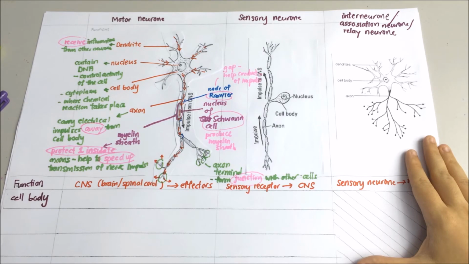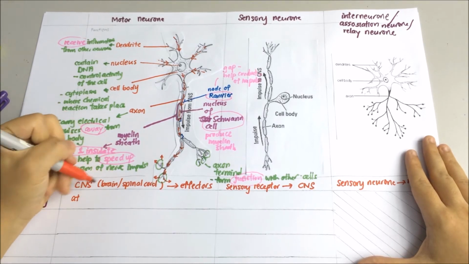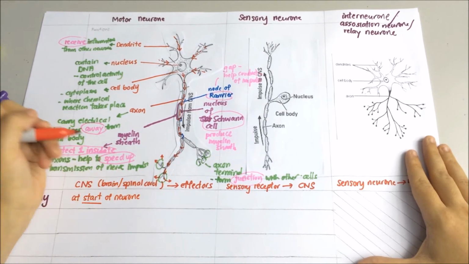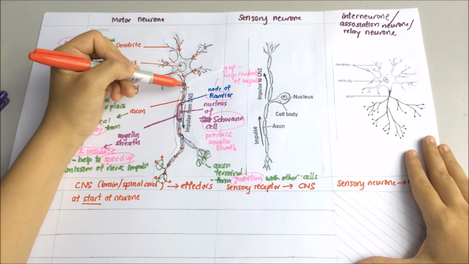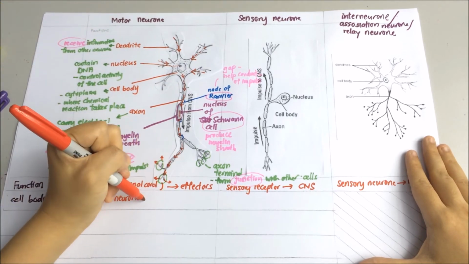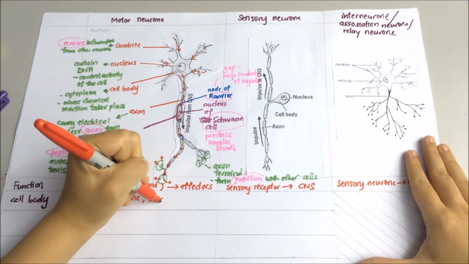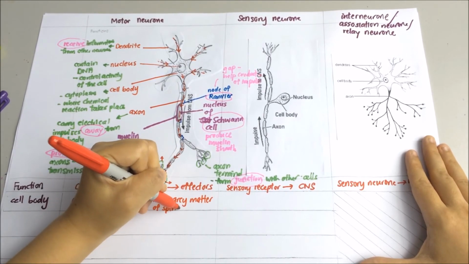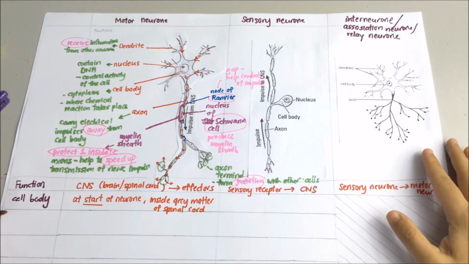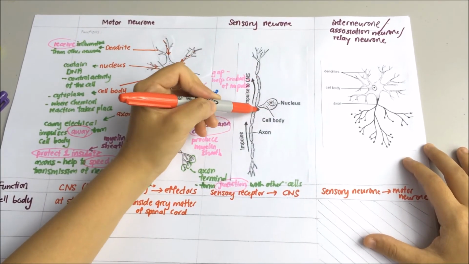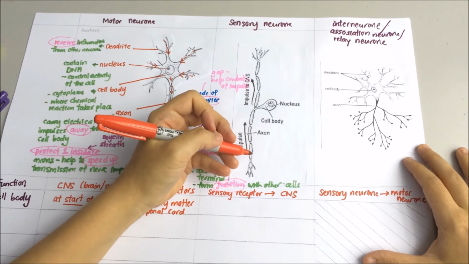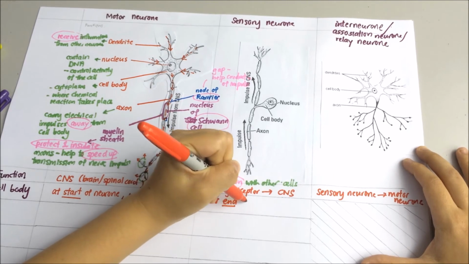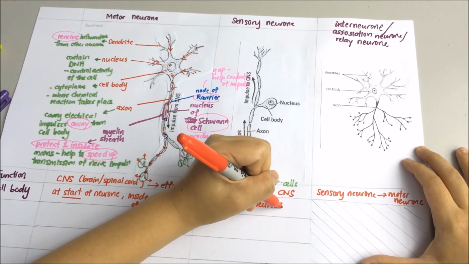Then we can also compare the position of the cell body. In the motor neuron, the cell body is located at the start of the neuron, and it is actually inside the grey matter of the spinal cord. In the sensory neuron, the cell body is near the end of the neuron, or in the middle, and it is actually in a ganglion outside the spinal cord.